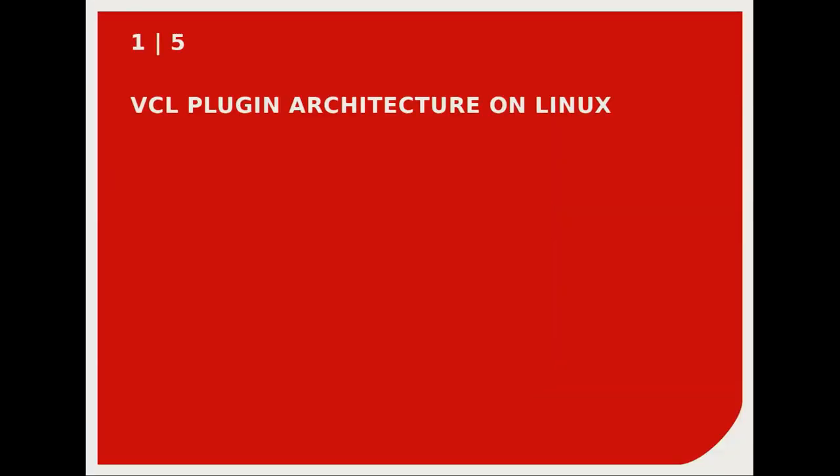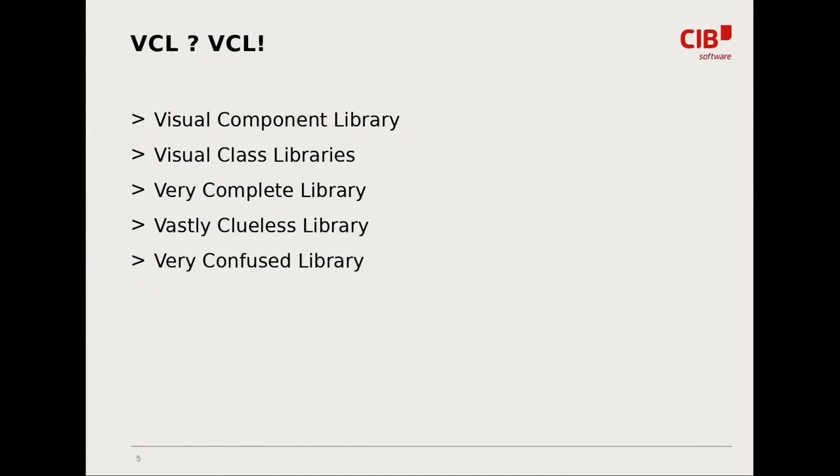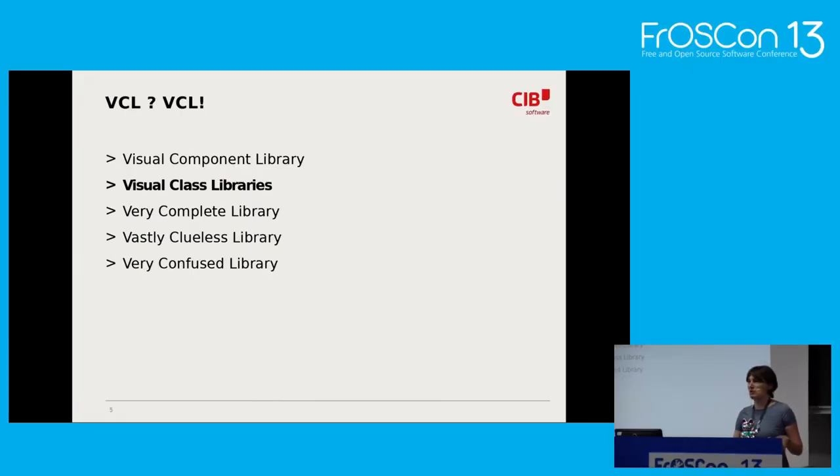Okay, VCL plugin architecture on Linux. What is VCL? I asked on IRC a couple of days ago, and those are the answers I got. If you asked me, I would say it's a very confusing library, or very confused library. Actually, it's the second one. It's the Visual Class Library, and it's the library that's part of LibreOffice. And everything visual, everything on the screen, everything renderable has to at some point pass through VCL. So if you work with the user interface in LibreOffice, you're touching VCL code. If you print, that's VCL again. Even if you have LibreOffice on a server in headless mode, VCL is used to render the documents.